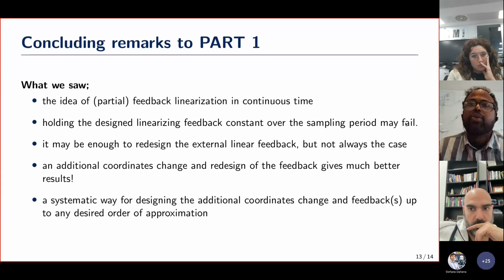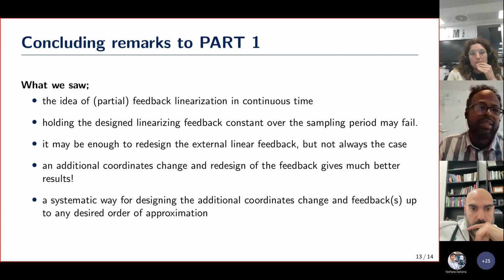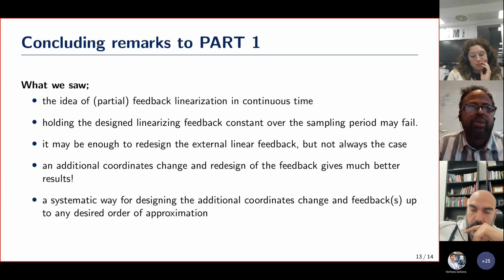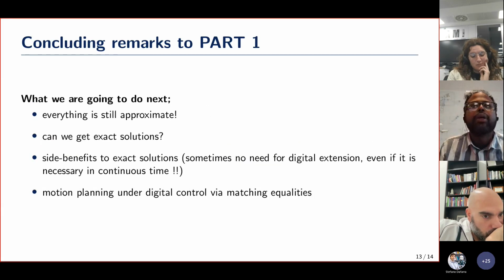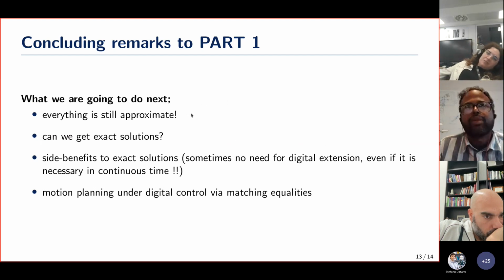Okay, to mitigate this, a first approach was just to redesign only the external linear feedback to compensate for this change in the system description in the discrete time domain. Additionally, we can do better by adding a coordinate change that only depends on the relative degree, and we can compute it offline, and we can just plug it in our controller. Up to now, everything is an approximate solution.